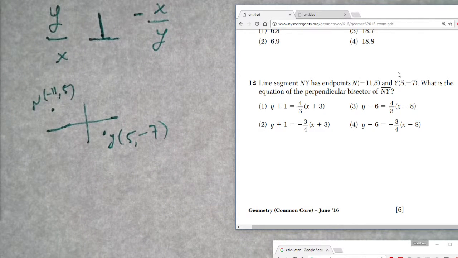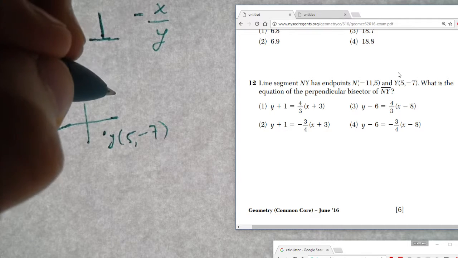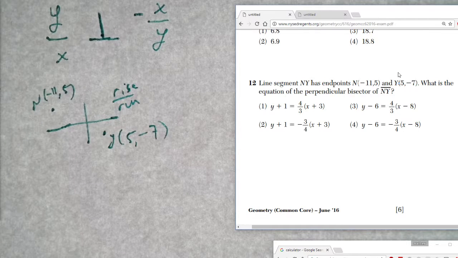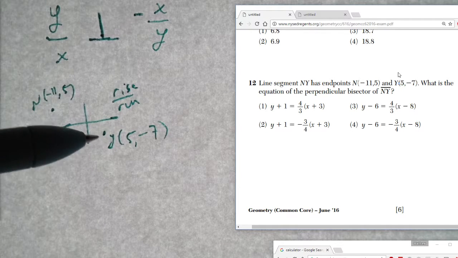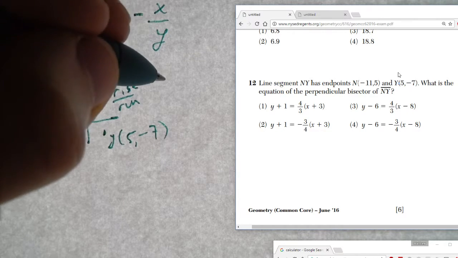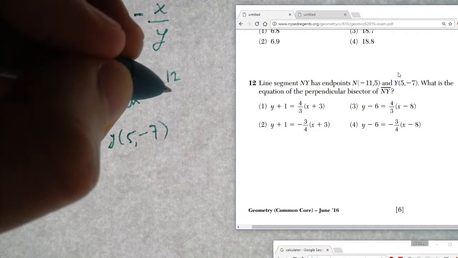So for the slope, I need to find my change in y over the change in x. A lot of times we call this rise over run. Some people will call it that. Well, here I'll find the rise. I started out at -7. I had to go up 7 here, up 5 here. So this is going to be +12.